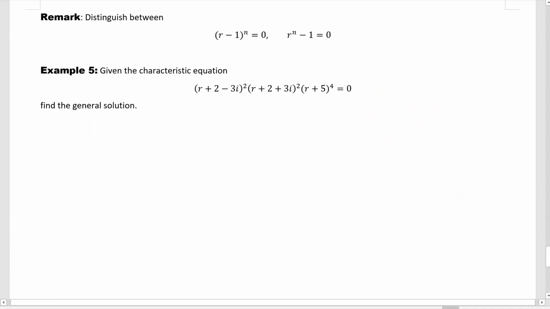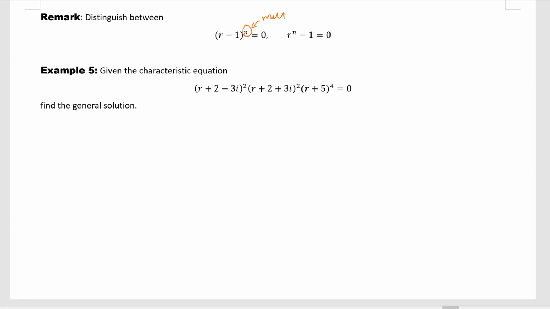Next, we mark. You're gonna distinguish them. Okay, what's the first one? This guy means the multiplicity is n. So this actually means r equals 1 with the multiplicity n is a repeated root.